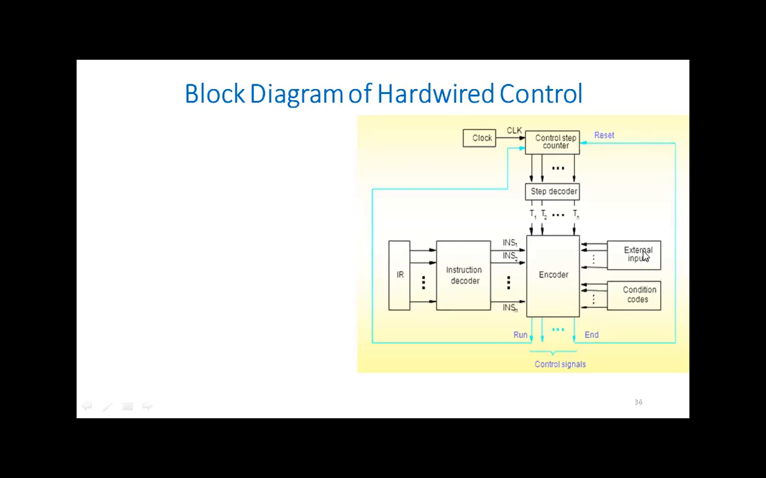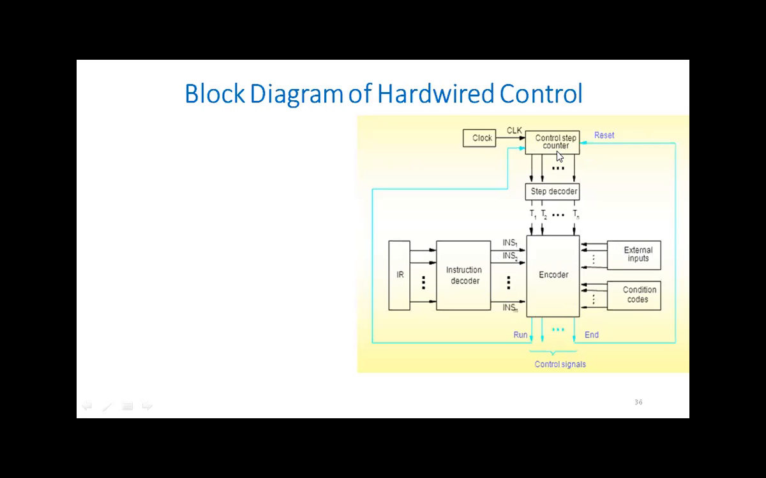And then it takes the external inputs like MFC or interrupt signal, if there is some, from here, and then the condition code it takes from here. And the step counter is incremented, like I told you, the value is incremented from 1 to 5, and again it comes to 1, like this it oscillates.